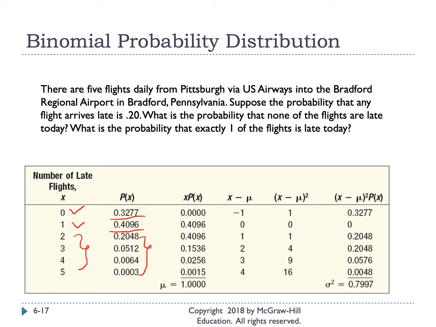Okay, so what if the question asks you to compute the mean for this probability distribution? Do you still remember the formula for the mean? Mu equals the summation of x multiplied by the probability of x. So what is your first x? 0 multiplied by the probability of x, which is 0.3277. This is the first item, plus the second item, 1 multiplied by 0.4096, plus so on until the fifth item. So you should get your mean equals 1.